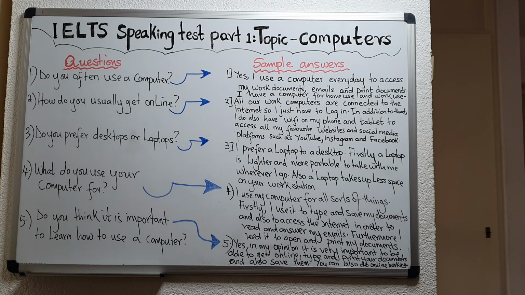Okay, so you may answer question 5 by saying, yes, in my opinion, it is very important to be able to get online, type and print your documents, and also save them. Now that is a complex sentence. Yes, in my opinion, it is very important to be able to get online, type and print your documents, and also save them. You can also do online banking, okay?